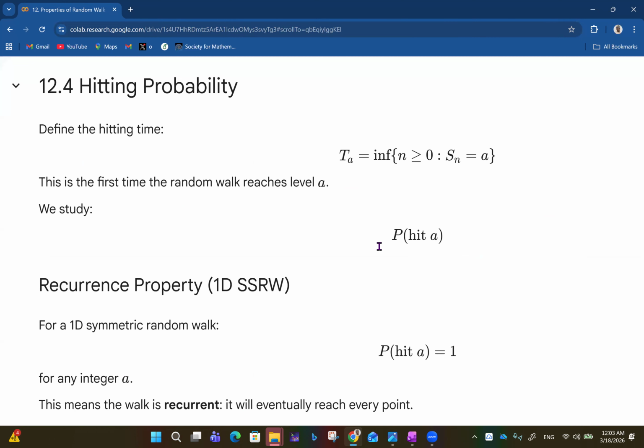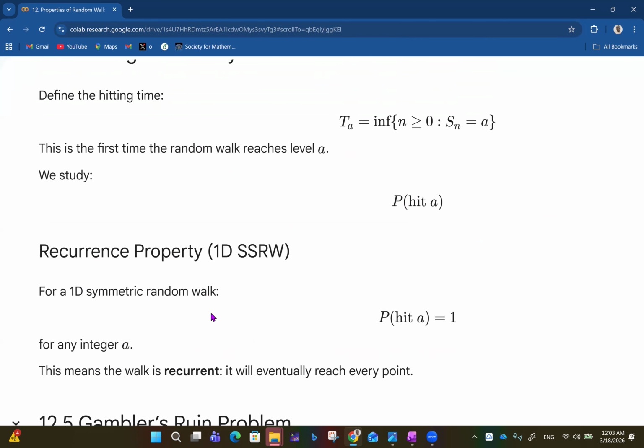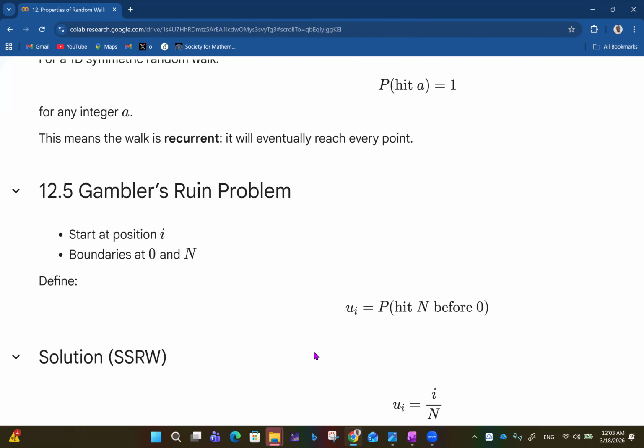So we study the probability of hitting A, for instance, for hitting probability. We start with the recurrence property for a 1D simple symmetric random walk. For a one-dimensional symmetric random walk, the probability of hitting A is equal to 1 for any integer A. So this means the walk is recurrent. It will eventually reach every point. That is, if the probability of hitting any point A is equal to 1, it means it will hit every point in the long run.